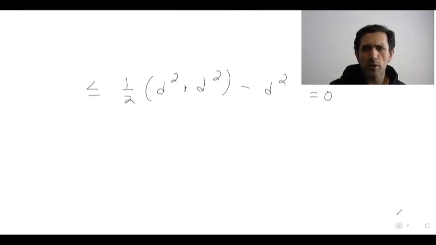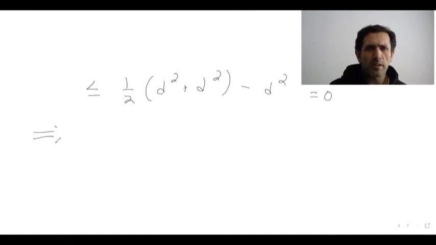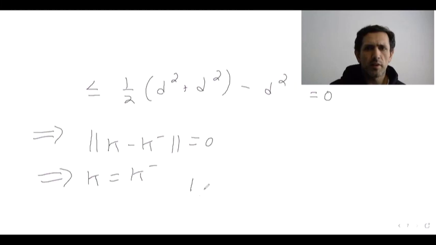equals 0. Well, how on earth can we have the norm of k minus k prime over 2 squared being less than or equal to 0? Well, that implies norm of k minus k prime is 0. Implies that k is k prime.